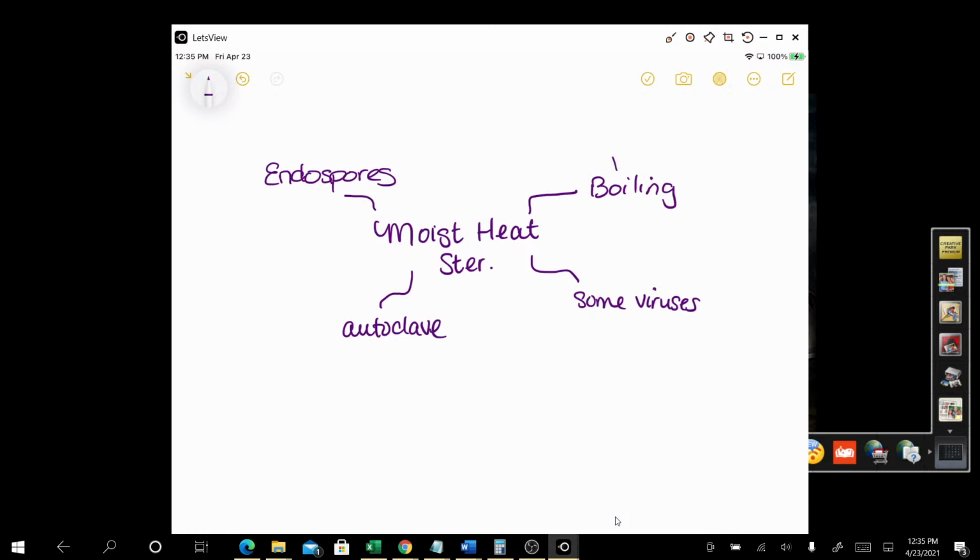So with boiling, there are 3 microorganisms that you need to know that are killed or destroyed by boiling. One is fungi, and its spores can be killed through boiling. And then viruses can be destroyed. And then our third one is bacterial pathogens.